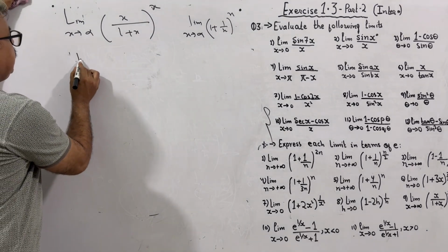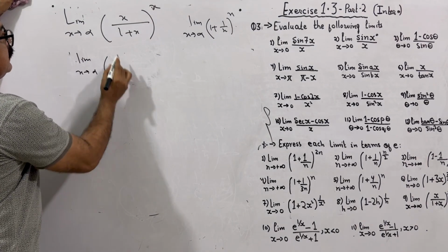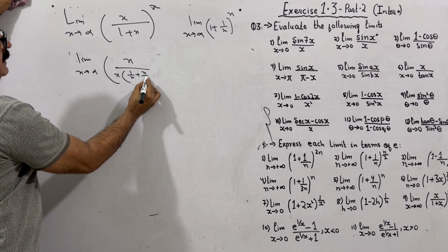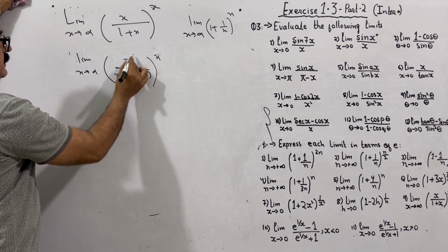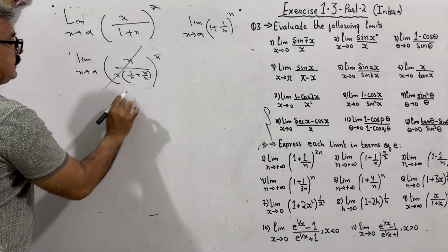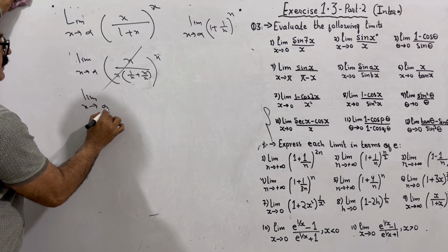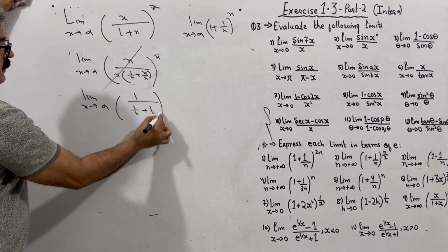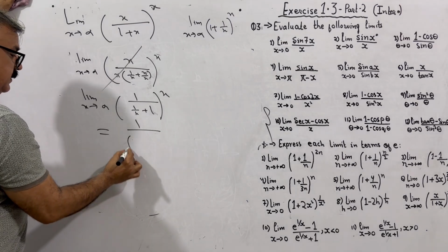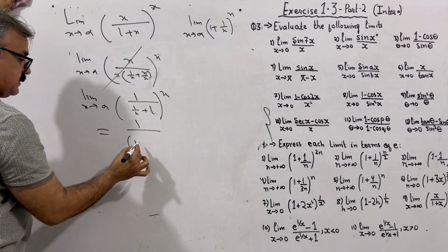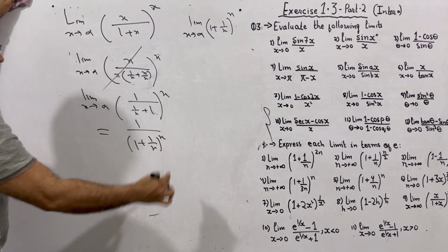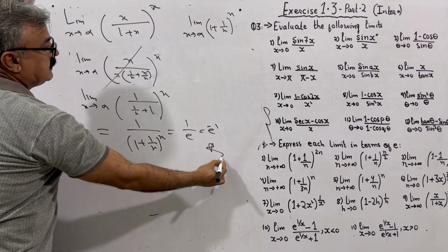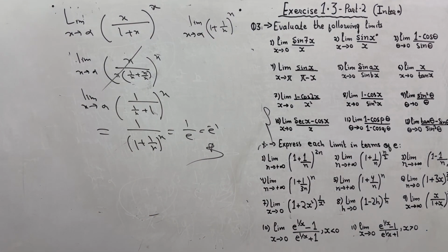Or one can write this question in another fashion. Limit x tends to infinity. Take x common from the denominator, so I can write 1 over x plus x over x, raised to x. The x cancels out here. Make this set like this: 1 plus 1 upon x, raised to x. Here it's the formula of e in the denominator, so 1 over e, or e raised to minus 1, is our answer in that case.